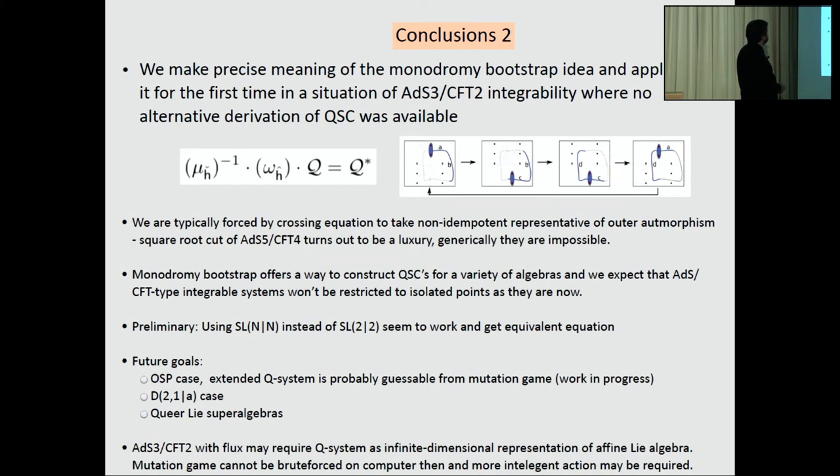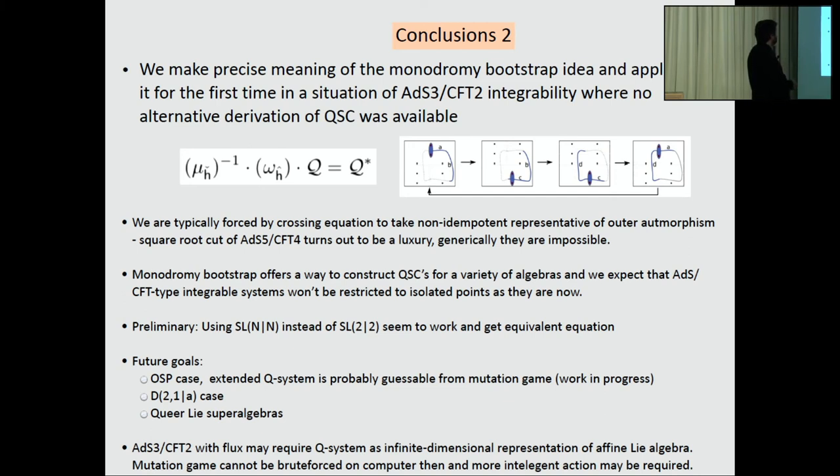And conclusion number two: now we have good intuition about what a Q-system is, and we finally can start playing the game of applying the monodromy bootstrap idea. I told you that it's non-trivial because of non-locality. Defining the continuation is hard, but it's possible. And we finally got the first predictive statement: we got the DS3 CFT2 case, conjecturally, when it was not known in the literature before. So it's the first time we do something before something else is done by some other method.